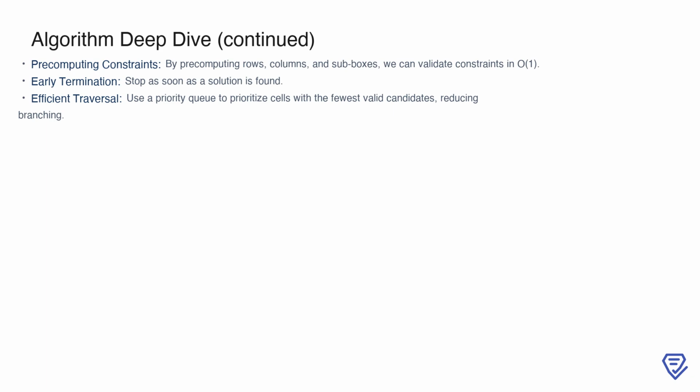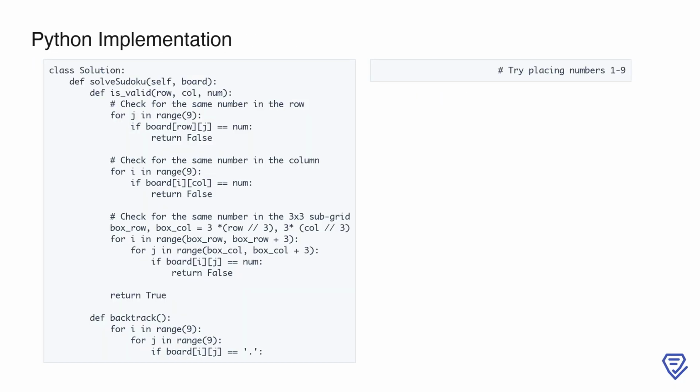These optimizations ensure that the algorithm not only solves the puzzle but does so in a computationally efficient manner, even for more complex boards. Here, we begin by defining the solveSudoku method within a class called Solution. Inside this method, we first declare a helper function named is_valid. This function checks whether placing a specific number in a given cell is valid according to Sudoku rules.